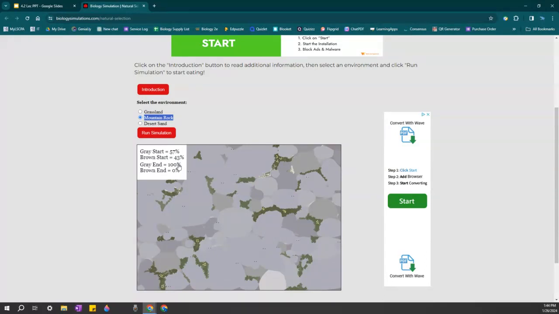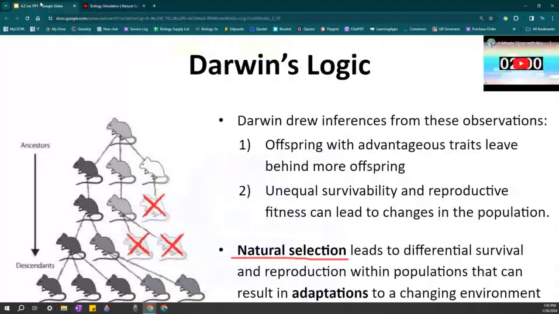Now, think about this population. If this population breeds and reproduces, what is it going to look like next year? What is it going to look like in 5 years? Well, I wouldn't really expect many brown individuals since there are no brown individuals that are able to pass on that brown trait. All right.